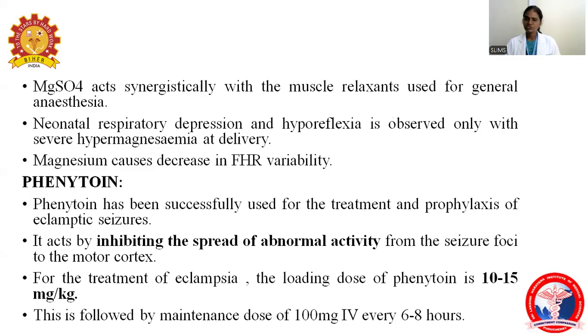The next drug we are using for prevention of seizures is phenytoin. Phenytoin has been successfully used for treatment and prophylaxis of eclamptic seizures. It acts by impeding the spread of abnormal activity from the seizure foci to the motor cortex. For the treatment of eclampsia, the loading dose of phenytoin should be 10 to 15 mg per kg. This is followed by a maintenance dose of 100 mg IV every 6 to 8 hours.